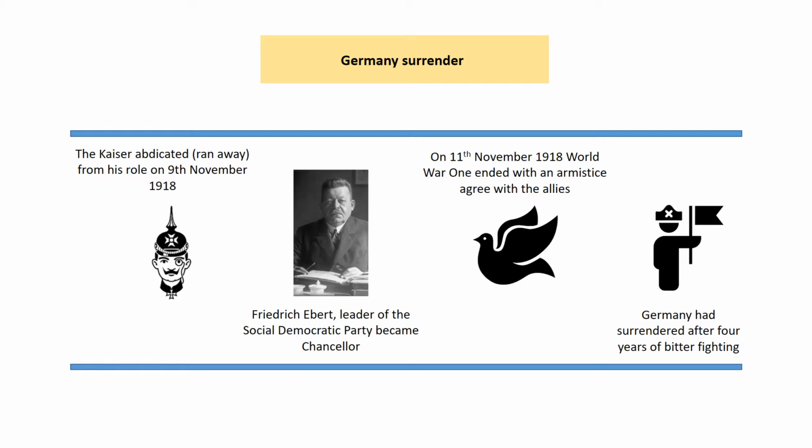So the Kaiser's run away, he's abdicated from his role on the 9th of November, and Friedrich Ebert, this man here, he's the leader of the Social Democratic Party, and he becomes leader of Germany. He becomes the Chancellor of Germany, like our Prime Minister. And one of his first actions on the 11th of November is that they sign the armistice, which is the agreement to end the war. So Germany have surrendered, they've lost the war, the Kaiser has abdicated.